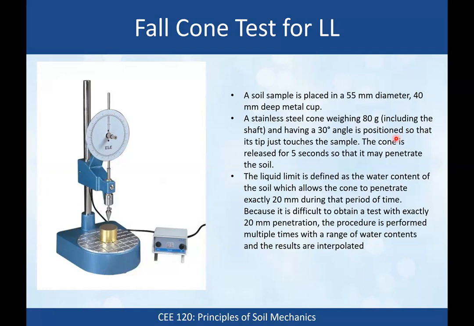The liquid limit is defined as the water content of the soil which allows the cone to push in exactly 20 millimeters during that period of 5 seconds. It's often difficult to obtain a test with exactly 20 millimeters, so you have to do iterations on the water content to get it to just the right consistency. There is a little bit of bias between the fall cone and the Casagrande cup. You don't get the exact same liquid limit using these procedures, so just be aware of that. There are corrections in the literature that can be applied, but most of the time you're going to be dealing with liquid limits measured with the Casagrande cup.